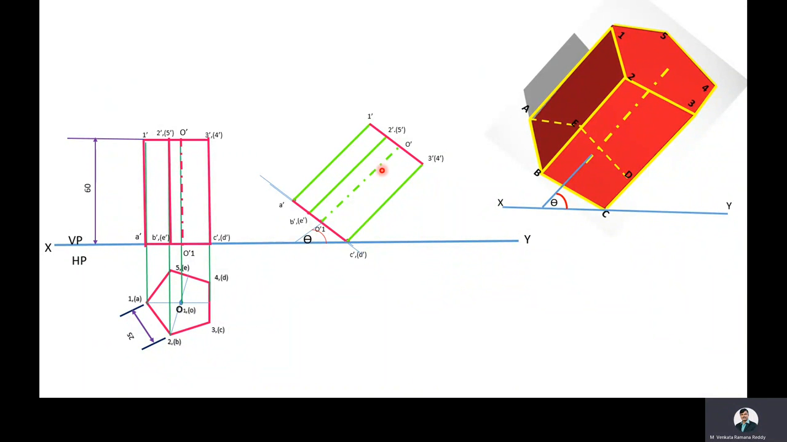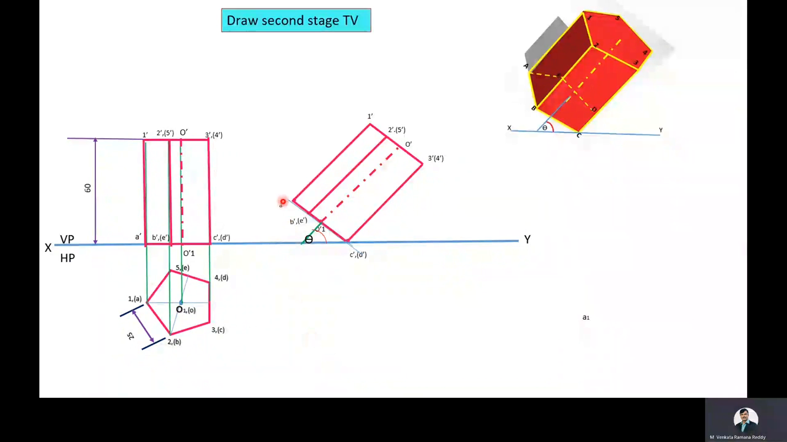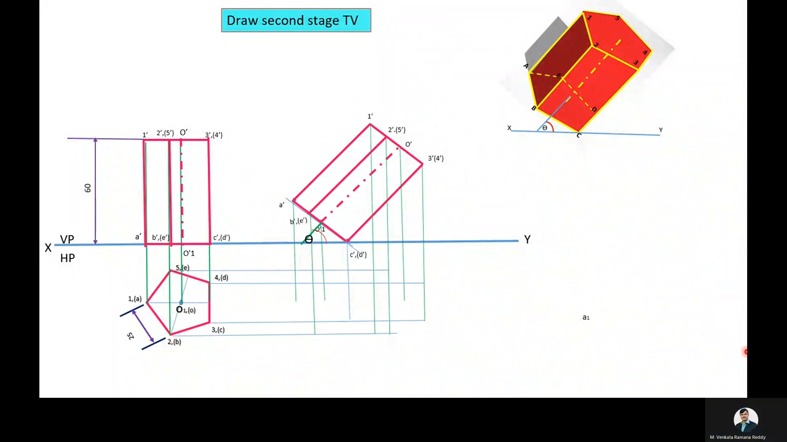Then we will draw the second stage top view. For that, draw projectors through the second stage front view points towards the horizontal plane and draw locus lines through the corresponding points in the first stage top view. That is, draw projectors through A dash, B dash, O1 dash, C1 dash, 1 dash, 2 dash, O dash and 3 dash towards the horizontal plane, then draw locus lines from the first stage top view points, then locate the intersection points and name the intersection points.